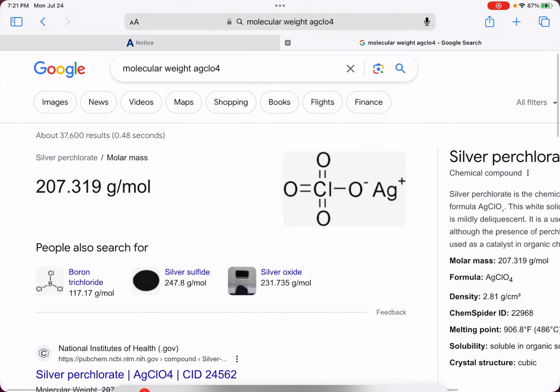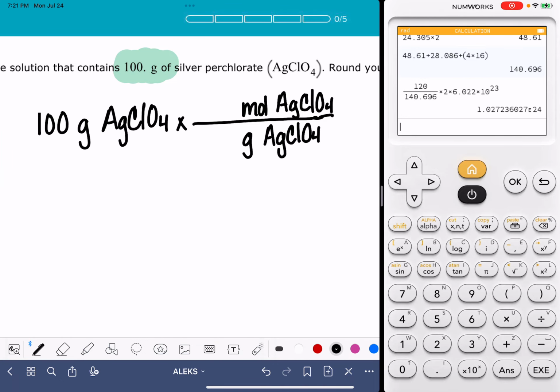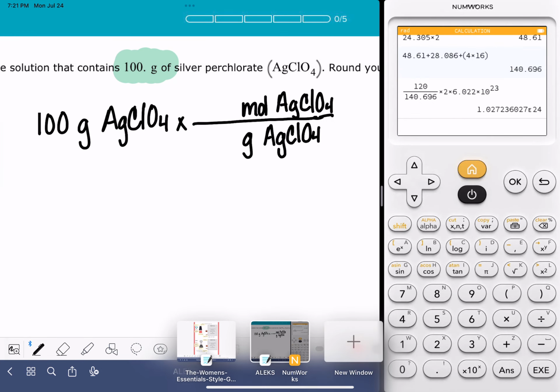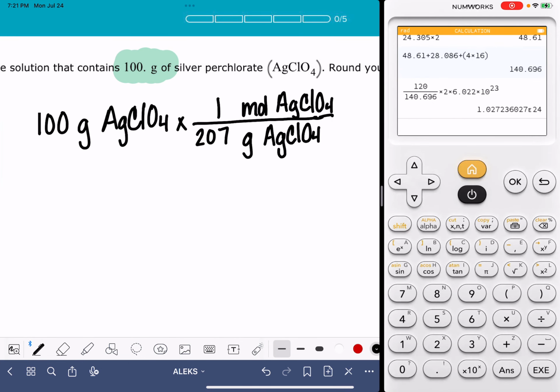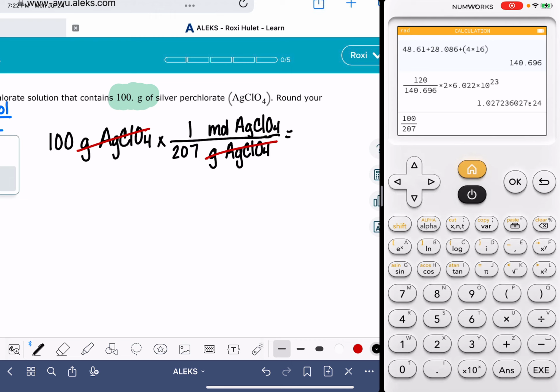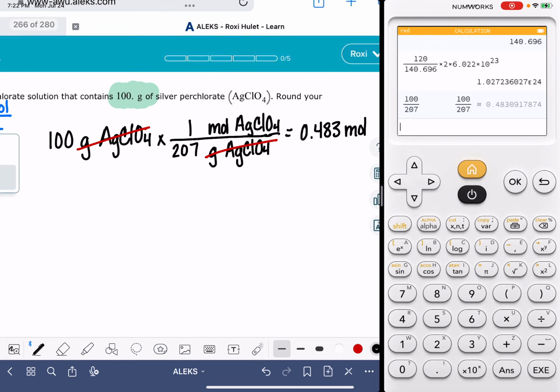207.319 grams per mole. That saves a lot of time. I already forgot what it was. 207. I'm just going to use 207 grams per mole. And this is going to allow me to do that gram to mole conversion. 100 divided by 207 is 0.483 moles.